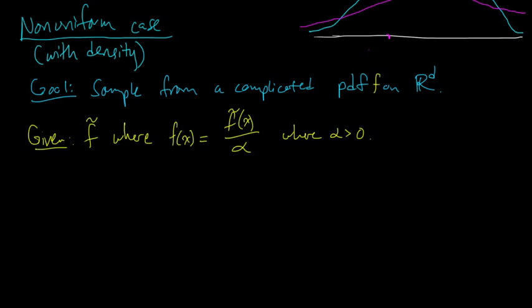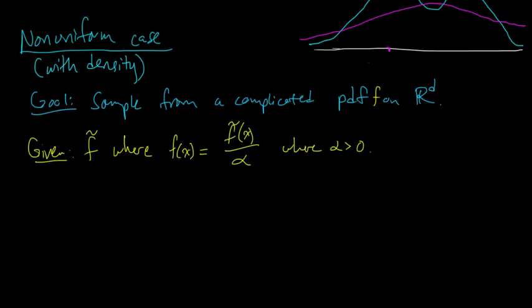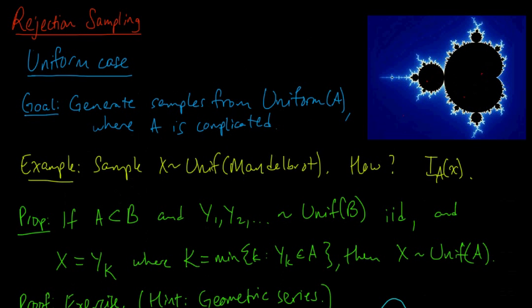We're discussing rejection sampling, and we started out talking about the uniform case. We were thinking about how to sample from the Mandelbrot set, and that was a fun little problem to think about. And we found that we could do that using this rejection sampling technique, where we drew uniformly from a bigger set, and then we threw out the samples that didn't fall in the set we were interested in.